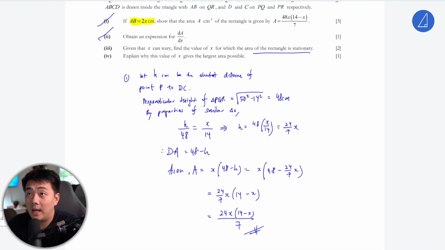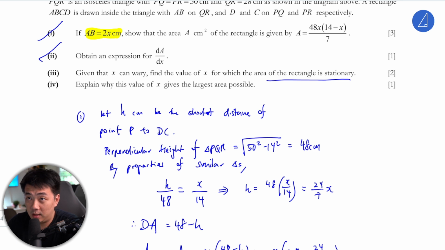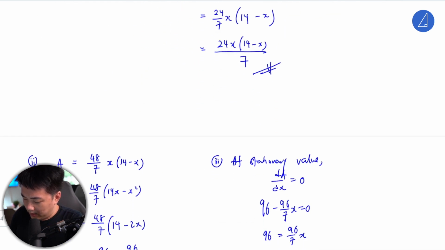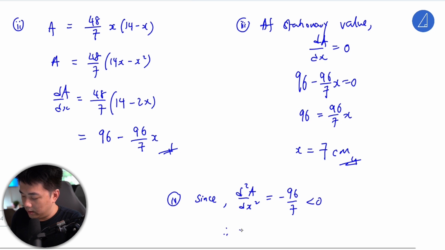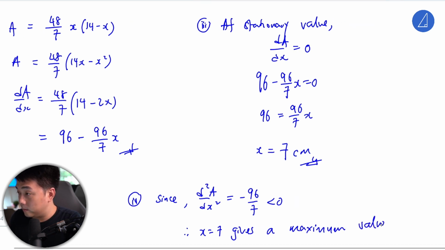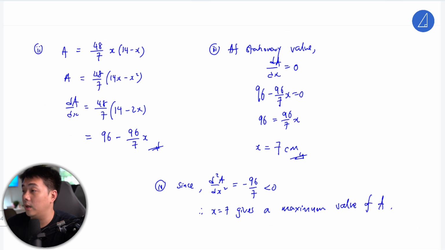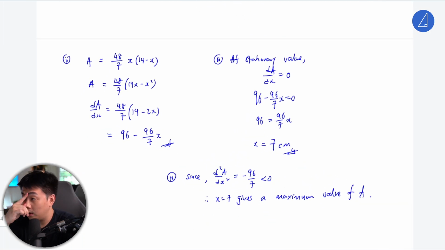Then the last part: explain why this value gives the largest area possible. We could use the second derivative test. So for part 4, since d squared A over dx squared is equal to negative 96 over 7, which is less than 0, hence x equals 7 gives the maximum value of A. Okay, so that's how you do this question here proficiently.